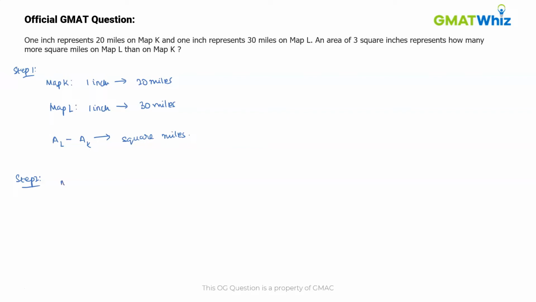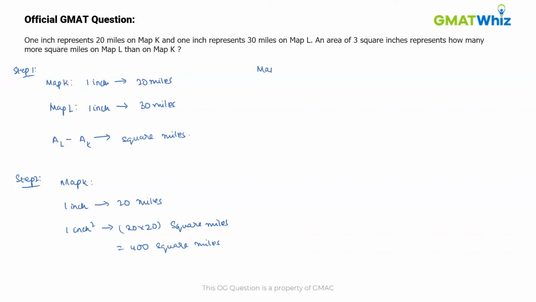Here we are given that on map K, 1 inch represents 20 miles. Then to find the area, we must write 1 inch squared, which will represent 20 times 20 square miles, or we get 400 square miles. Therefore, an area of 1 inch square on map K represents 400 square miles.